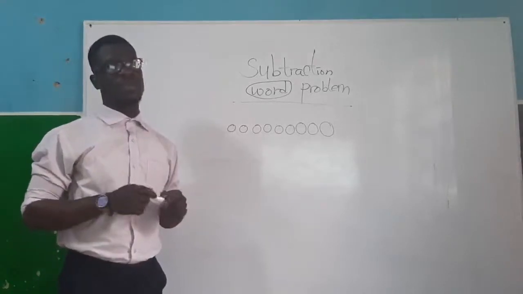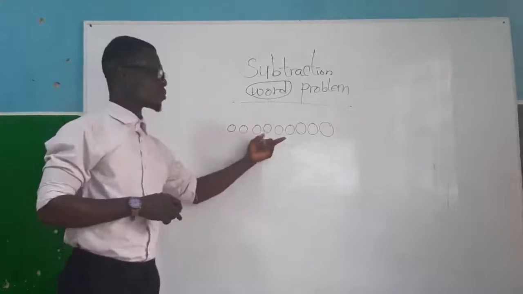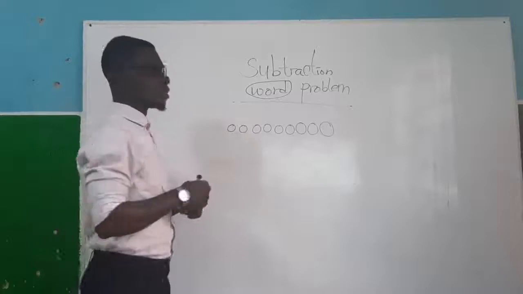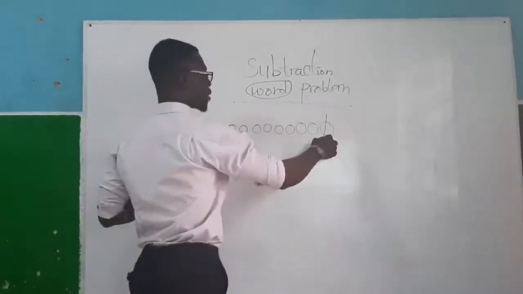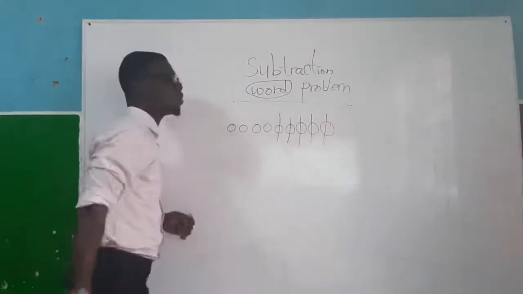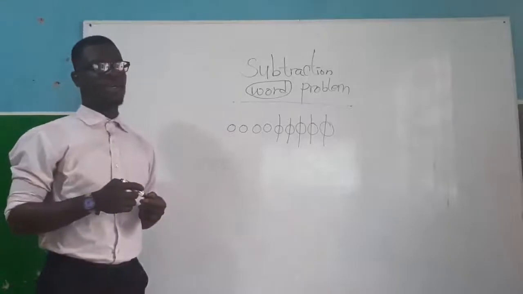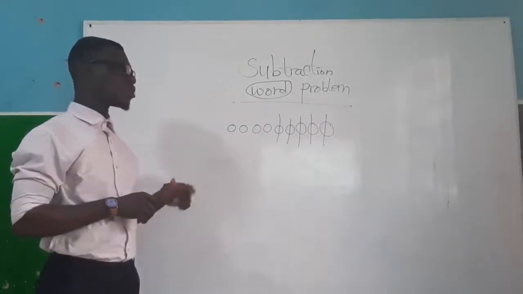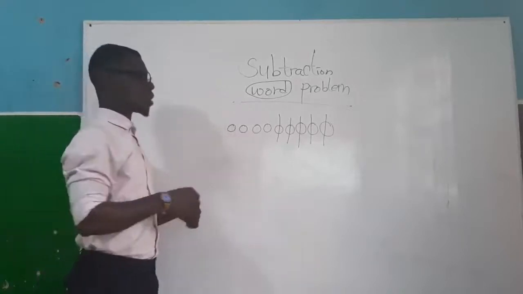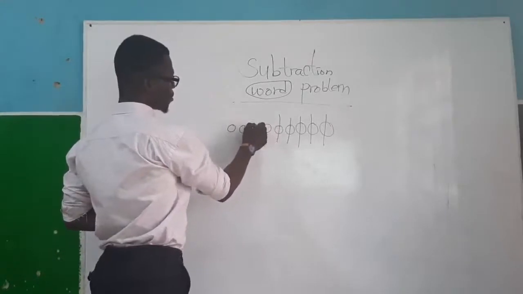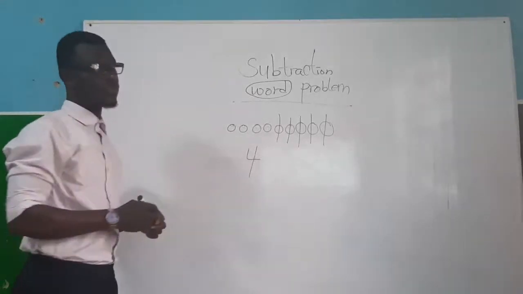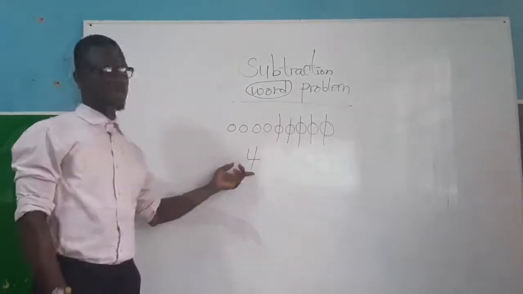The next one is we should cross out the number that we're supposed to subtract from the total number. And that number is 5. So let's cross it out. 1, 2, 3, 4, 5. And the last step, which is step 3, is to write the number left not crossed. So how many objects here are left not crossed? Let's count it. 1, 2, 3, 4. So when you subtract 5 from 9, it will be left with 4.